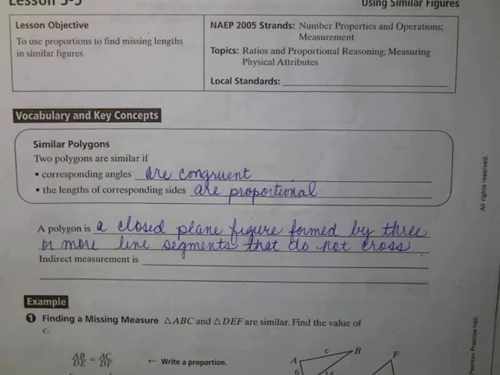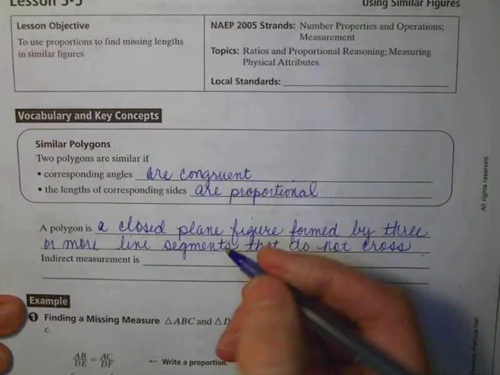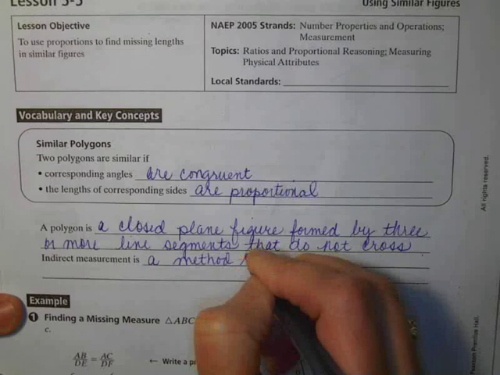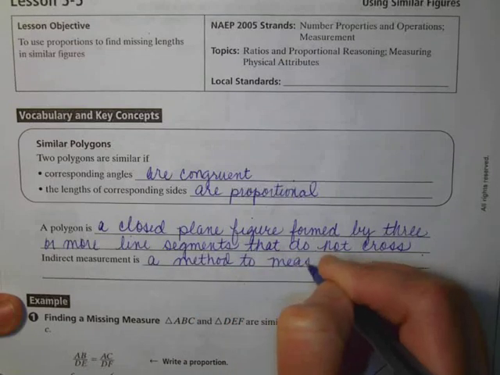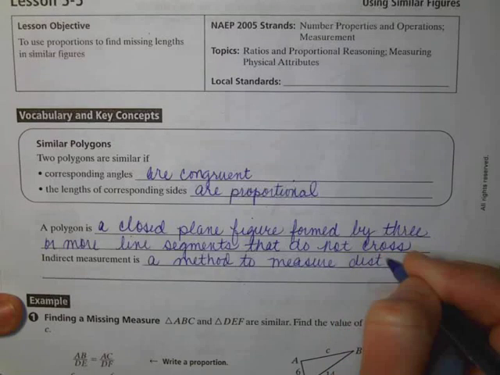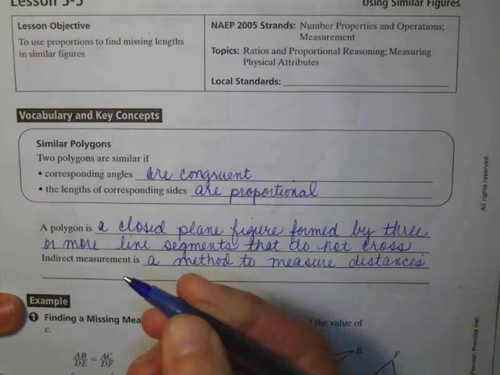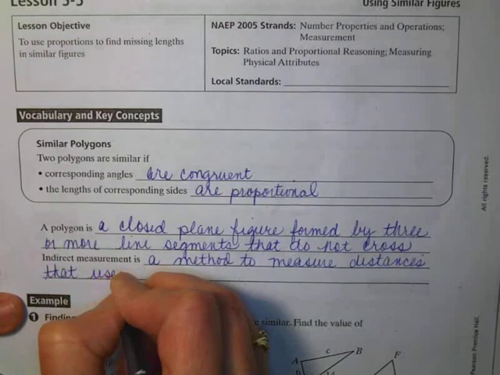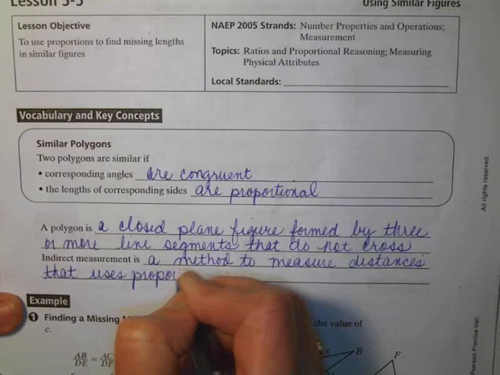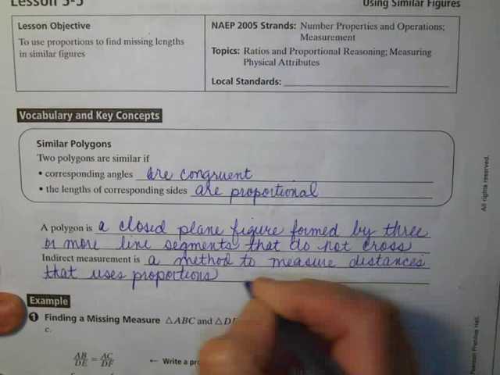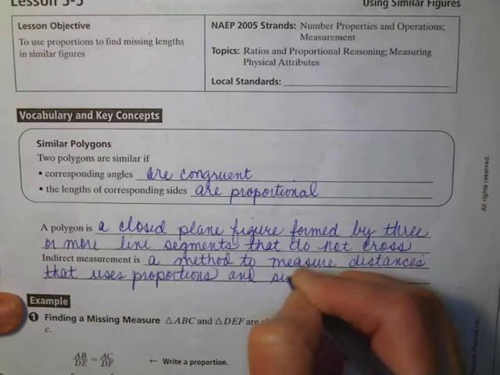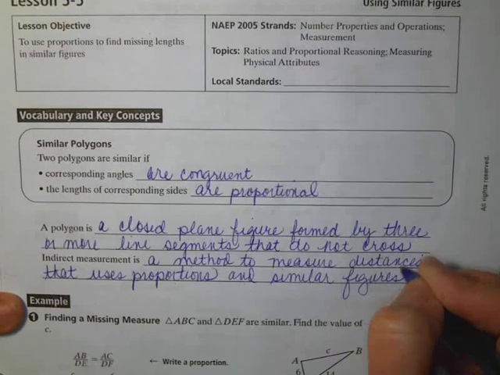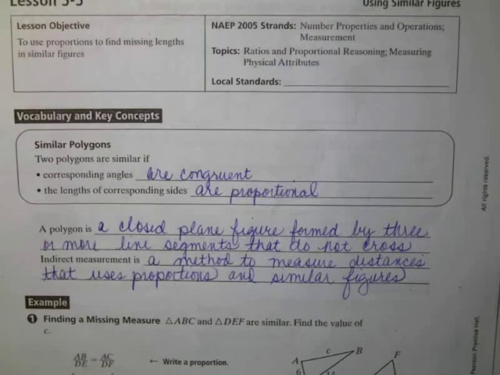All right, and indirect measurement is basically what our focus is here. It is a method to measure distances that uses proportions and similar figures. Okay. All right.